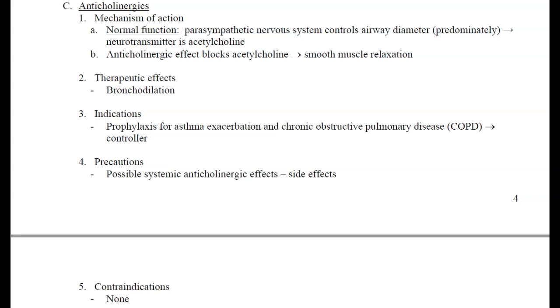Anticholinergic. If we recall from previously, the normal function of the cholinergic, parasympathetic nervous system controls the airway diameter predominantly, and so the neurotransmitter ACH, or acetylcholine, binds to ACH receptors on the surface of the bronchial tree, causing bronchial constriction. So that's how it normally works. The anticholinergic, the opposite of it, would cause some blockage, blocking the acetylcholine, which then causes smooth muscle relaxation and also decreases secretions in the COPD airway.